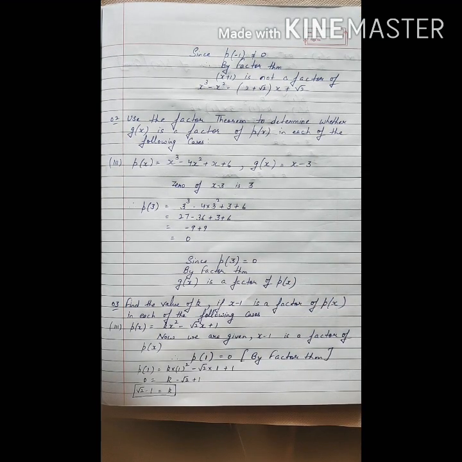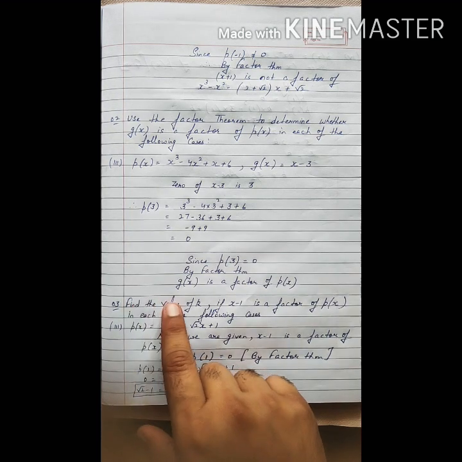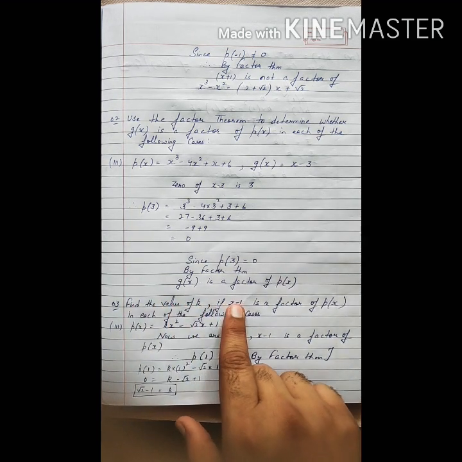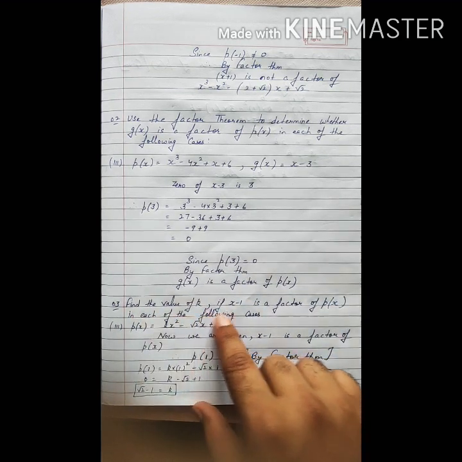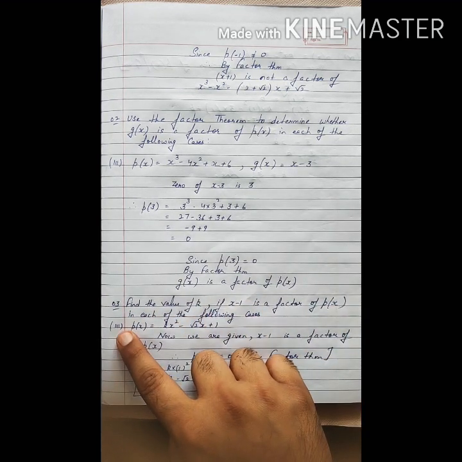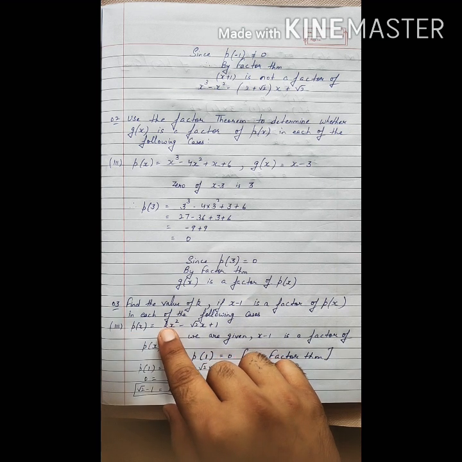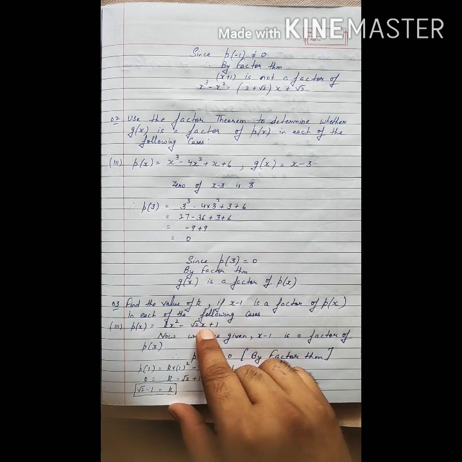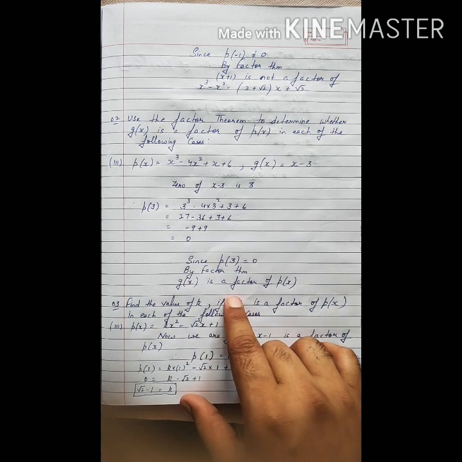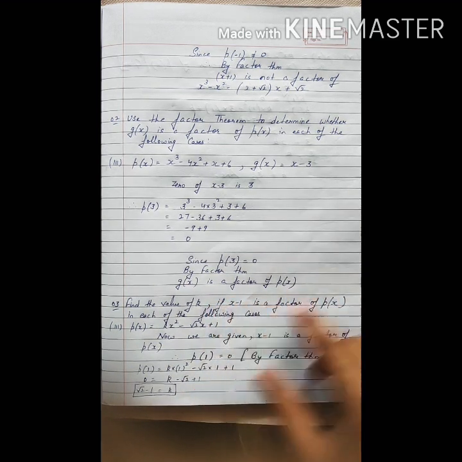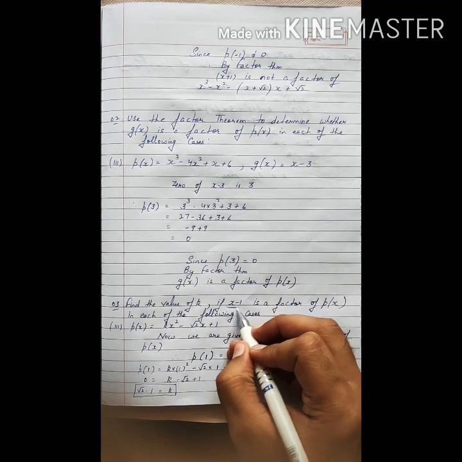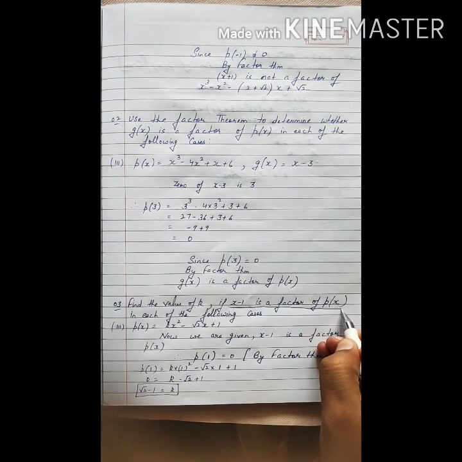So like this, you have to do the remaining all parts of question number 2. So now let's discuss question number 3. Find the value of k if x minus 1 is a factor of px in each of the following cases. Like third part I am taking. So px we are given k into x square minus root 2 into x plus 1. Now question is given x minus 1 is a factor of px. Means in this question we are already given that x minus 1 is a factor of px.